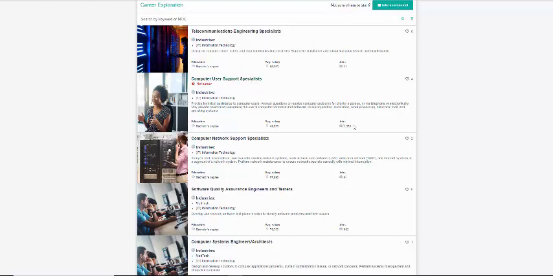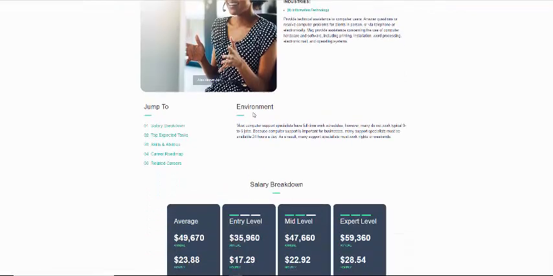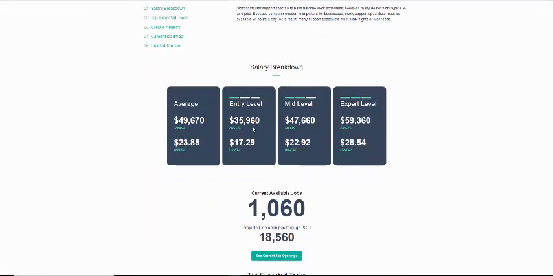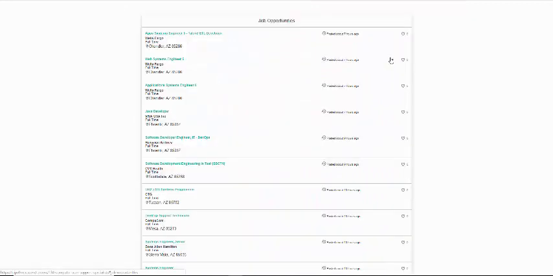And it is a hot career. Look how many jobs are here. There's 1,060. So let's click on it. Computer user support specialist. Tells us a little bit about what they do, the environment, salary breakdown. And again, let's look at jobs.